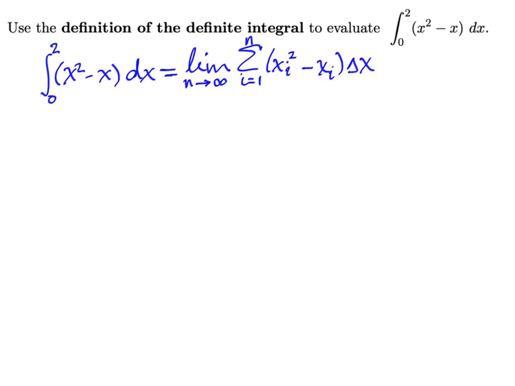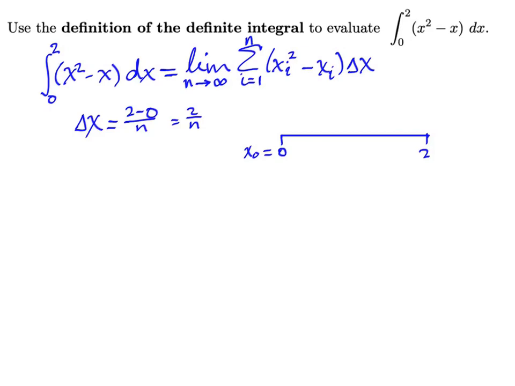And so what we need to do is get everything in terms of i's and n's. All right, so let's first find delta x. Delta x is always b minus a over n. So in this case, it's 2 minus 0 over n, or 2 over n. Now let's visualize our endpoints. I'm going to use the right endpoints of the subintervals that I'm going to get.